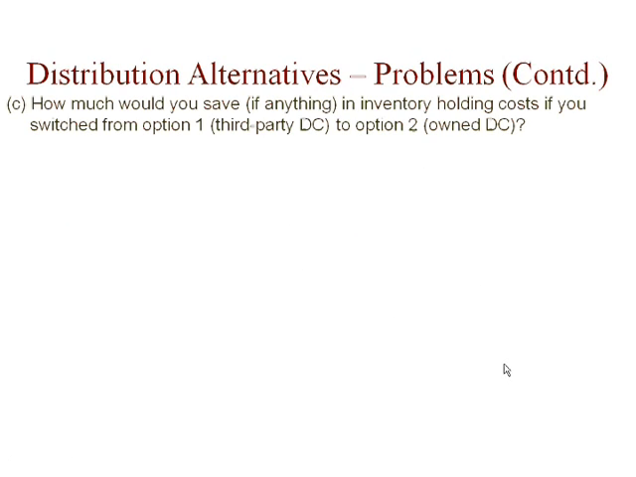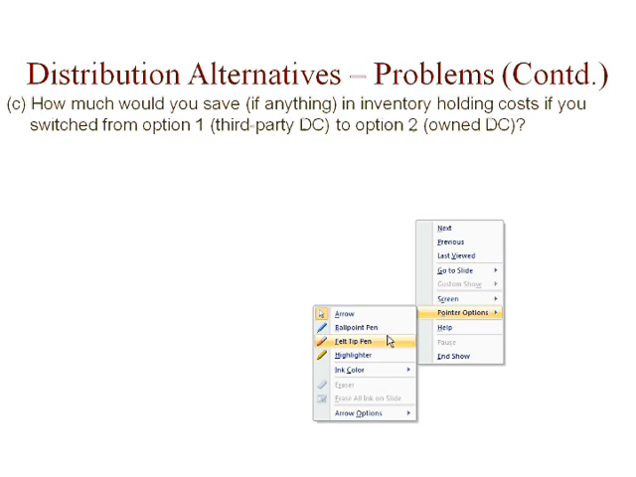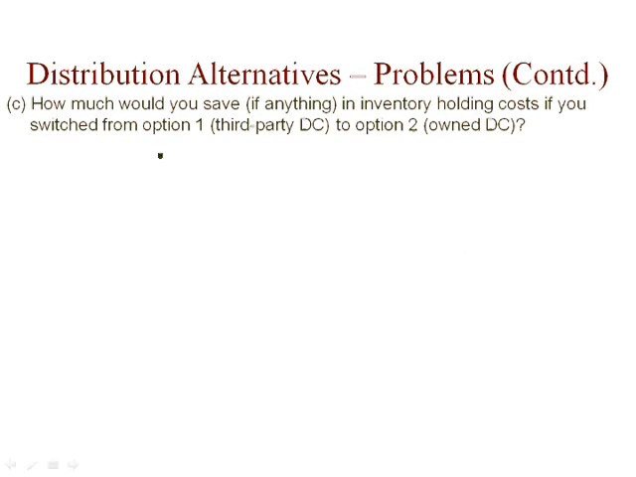How much would you save, if anything, in inventory holding costs if you switch from option 1 to option 2? Now inventory carrying costs also change as you move from the third-party DC to owned DC. In a third-party DC, you pay 5% inventory carrying cost. In owned DC, you pay 3%. You incur 3% as your inventory holding cost, so the saving would be 2%. That is the saving in inventory holding cost every simulation round.